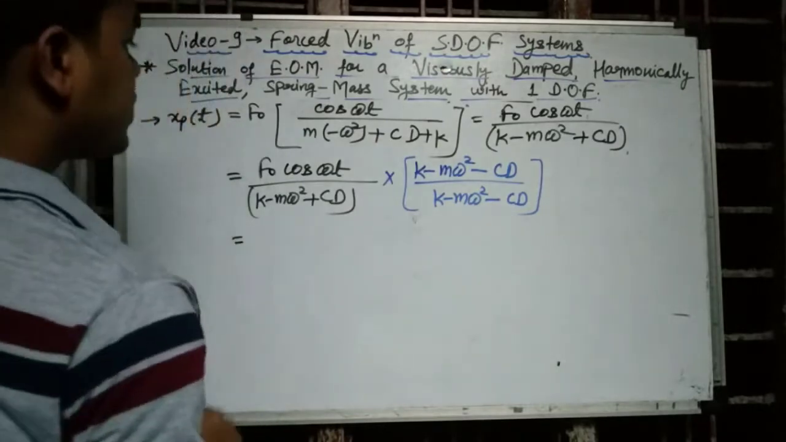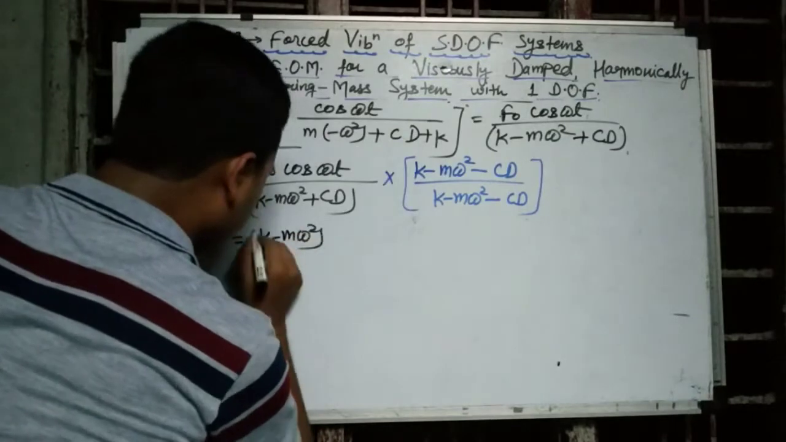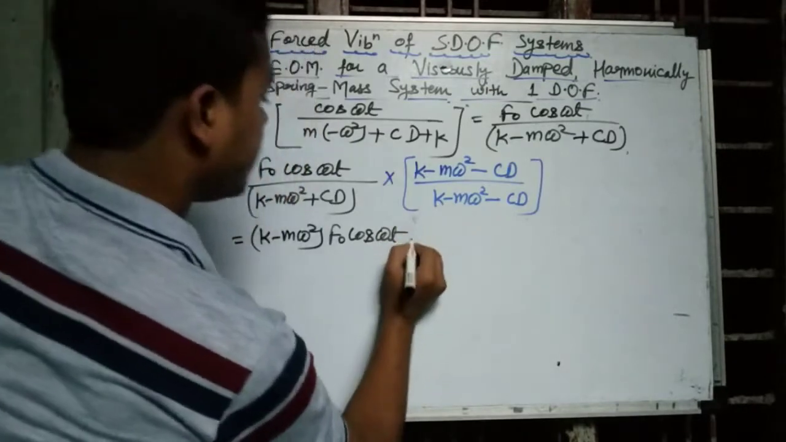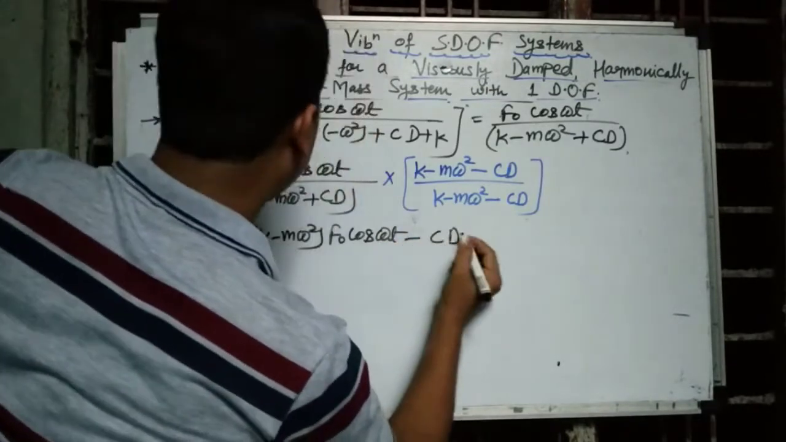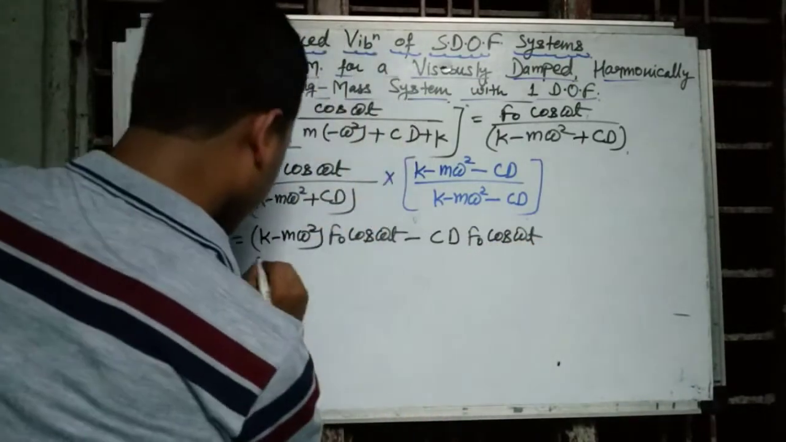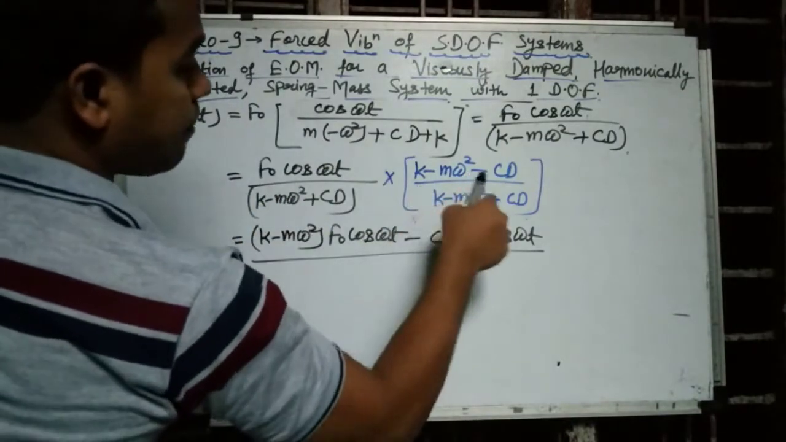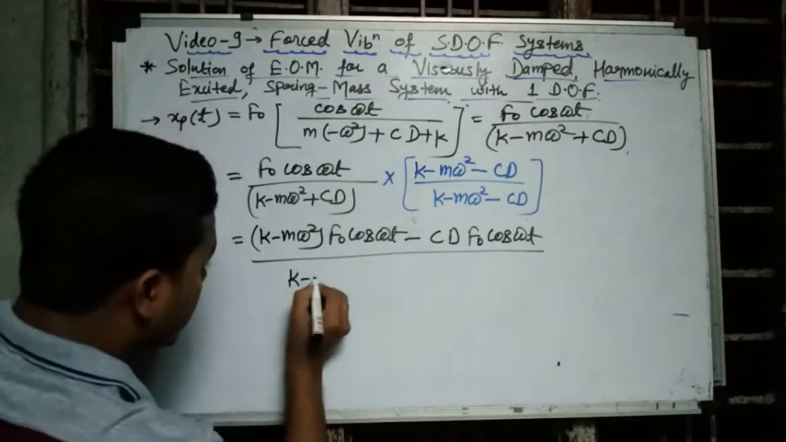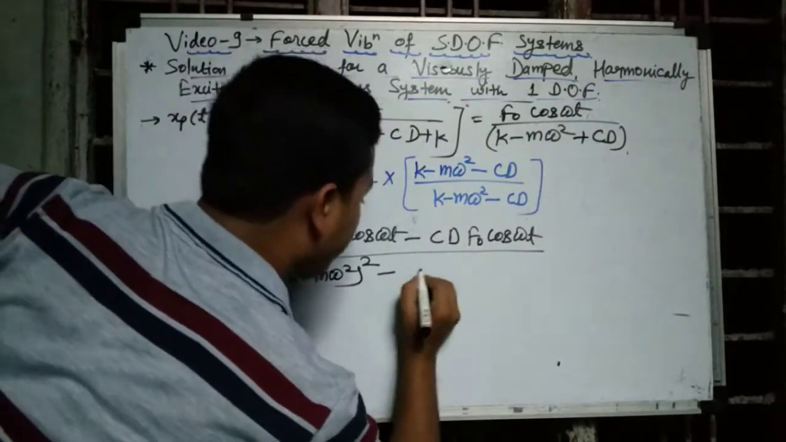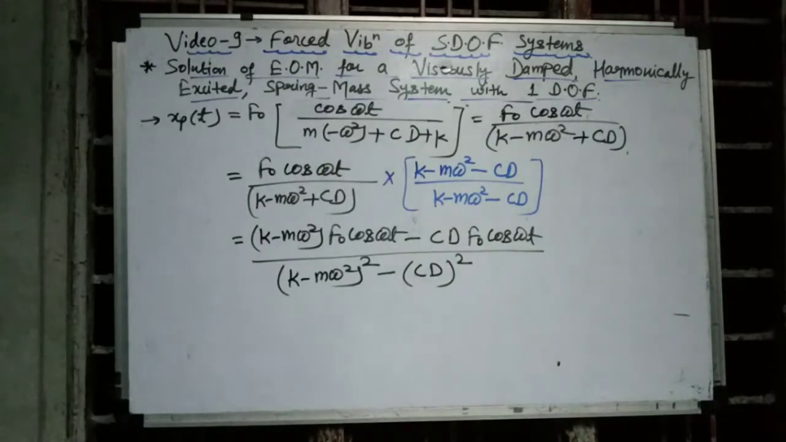So now what is the meaning of this? f naught cos omega t multiplied by k minus m omega square, so I'll write k minus m omega square into f naught cos omega t. And here it is minus C d, and d of what? D of f naught cos omega t. Whole divided by, this is of the form a plus b into a minus b, so I can write this to be a square, that means k minus m omega square whole square minus b square, that means minus CD square. This much I can write.